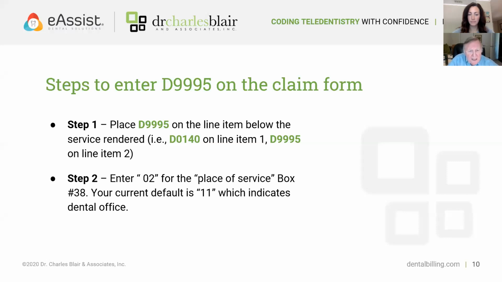Also, to be a teledentistry claim, we need a place of service. In the ADA instructions, there are roughly about 80 places of service. I could do a service in a nursing home, in a hospital, or in my dental office. So your Dentrix, by default, enters 11. 11 indicates a dental office. But to be a teledentistry claim form, we need the place of service to be 02.